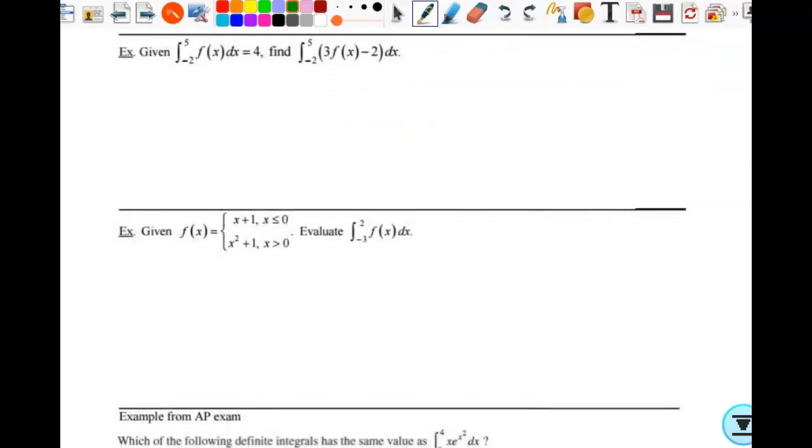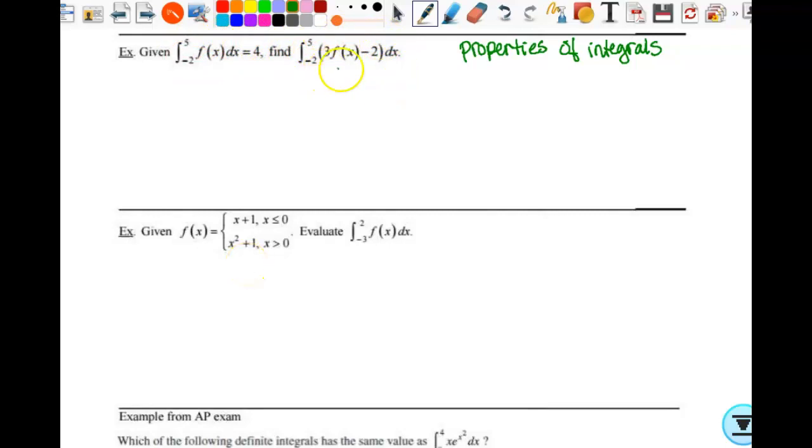What is this? Okay, so I have the integral from -2 to 5 of f of x dx equals 4. I want to find the integral from -2 to 5 of 3f of x minus 2 dx. So this is where we're going to use some properties of integrals. Okay, because I need to find this, but all I know is this. I need to split this thing up here.